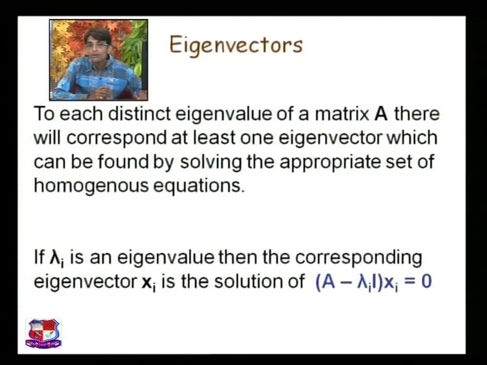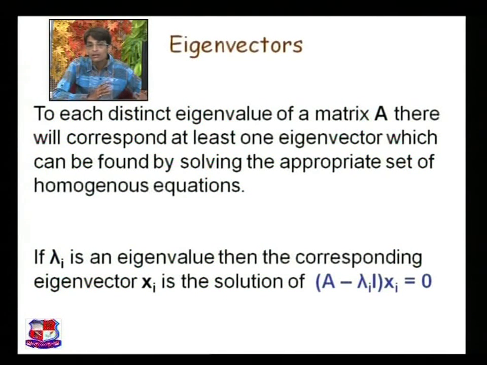That means if we have the eigenvalue for the matrix A, then we solve the homogeneous system A minus lambda I into x is equal to 0, and the solution of this homogeneous system is the eigenvector xi for the given matrix A. And we all know how to solve the homogeneous system. We have so many methods to solve the system of linear equations. That is, we have Cramer's method, we have the Gauss elimination method, we have the Gauss-Jordan method.